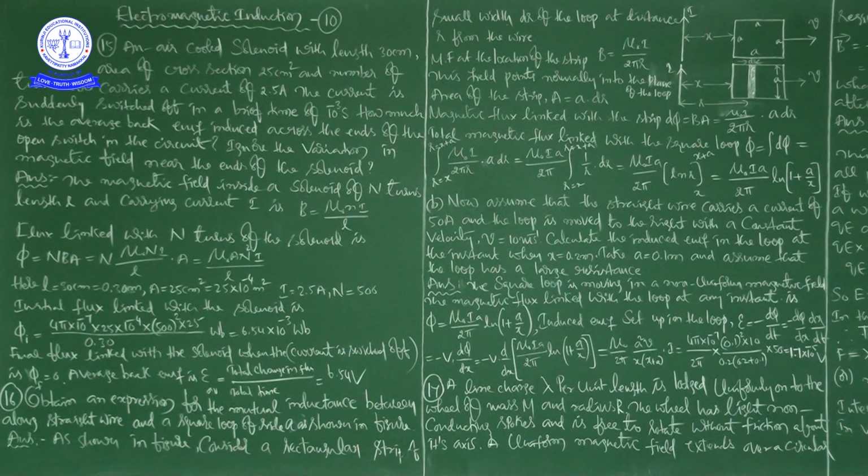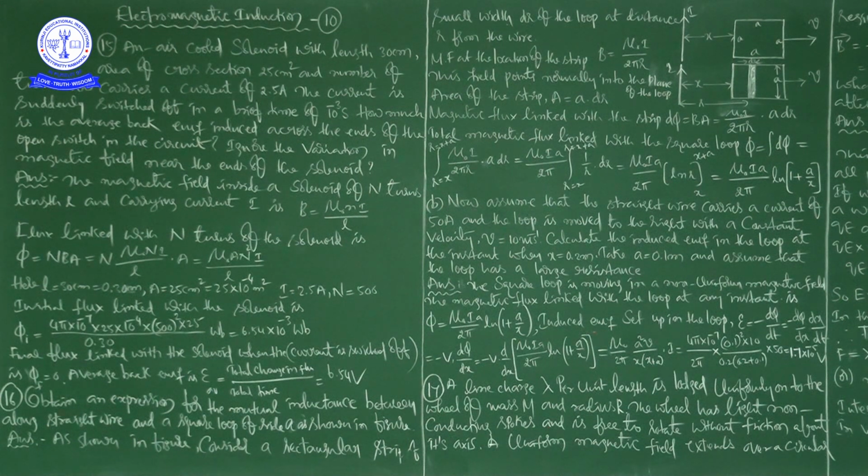The magnetic flux linked with the loop at any instant is phi is equal to mu naught I by 2 pi a. That is whatever we got here, that only he is writing. And now the induced EMF set up in the loop is, by this formula, epsilon is equal to minus d phi by dt. That you can write as minus d phi by dx into dx by dt. dx by dt means v, no? So minus v into d phi by dx, that is equal to minus v into d by dx of the phi value.